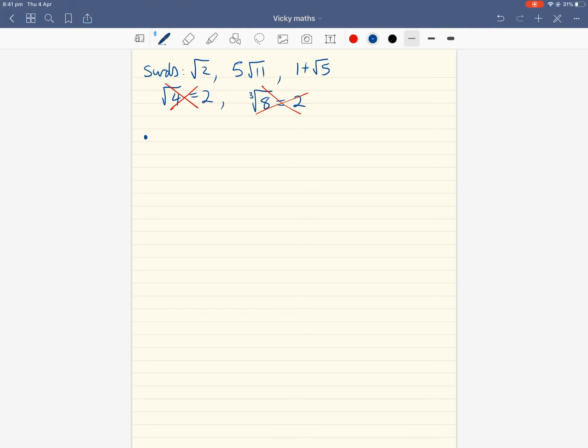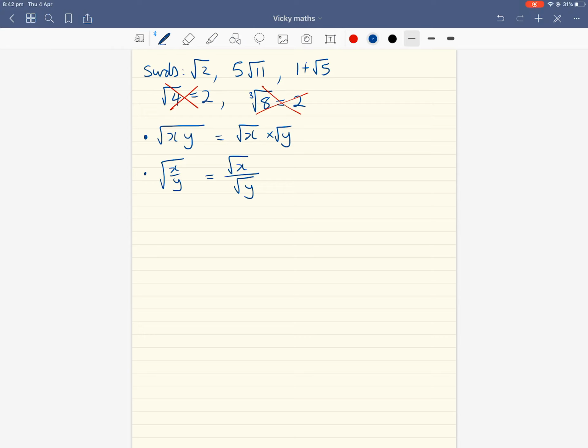There are some properties of surds. For example, if you're square rooting the product of two numbers, then you can break it apart as the product of the individual square roots, or the surds. Similarly, if you're trying to divide, then the square root of x over y, you can break it apart, square root of x over square root of y.